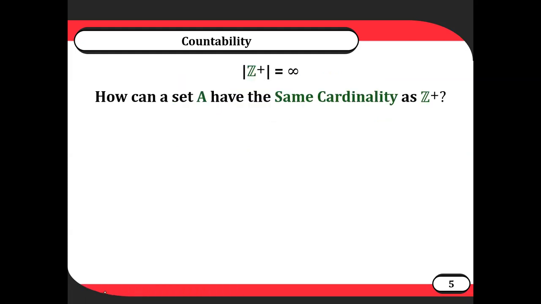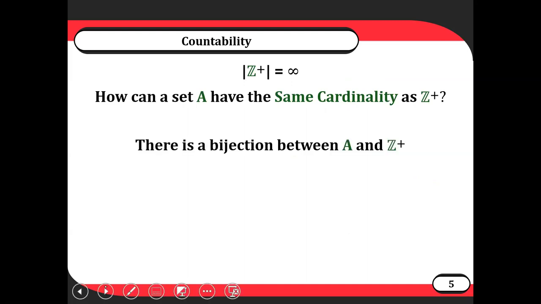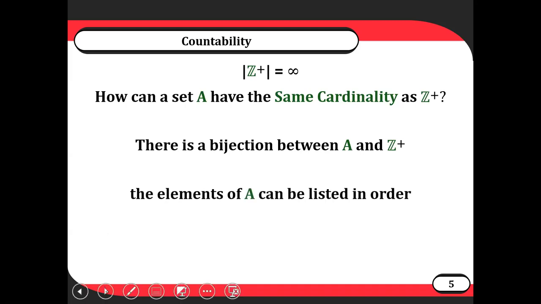So how can a set A have the same cardinality as the set of positive integers? Well, if we recall back to our functions, if there is a bijection between A and the set of positive integers, then they must have the same cardinality.